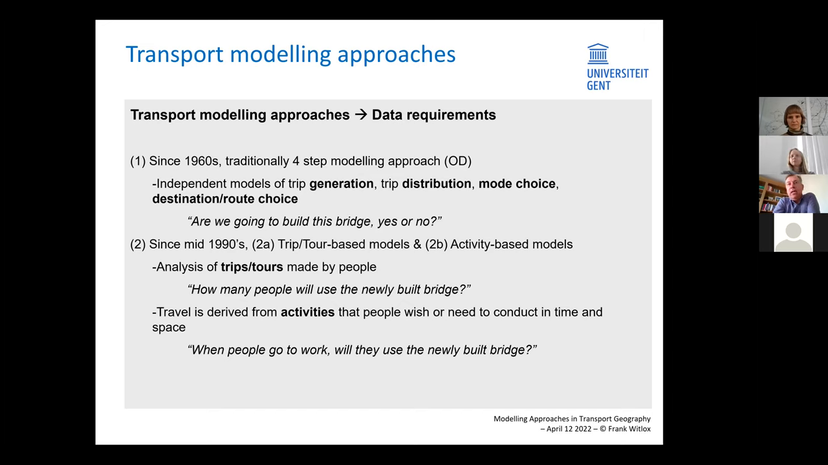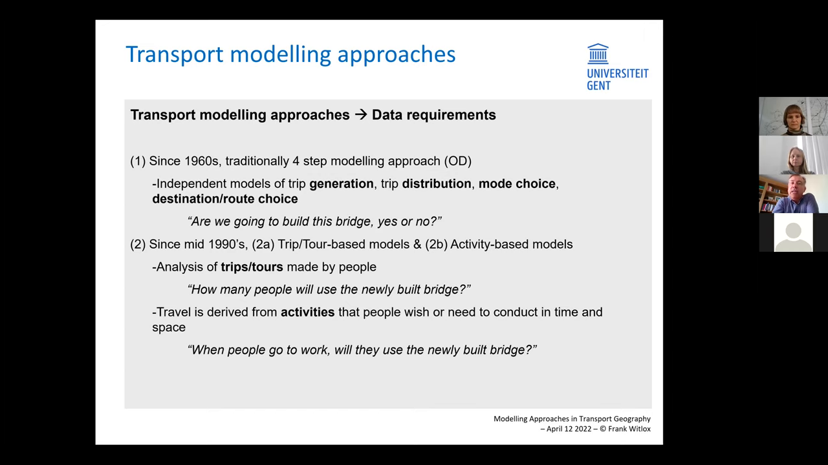And in that sense, the engineers, they came up with this four-step approach, which relates to trip generation, trip distribution, modal choice, and then the route choice or the destination choice. So again, we're looking at flows. We want to analyze whether we need additional infrastructure, or also if we take away infrastructure, what would be the implication of this, but then look at the global network, at the global street network, if we add or if we remove, for instance, infrastructure.